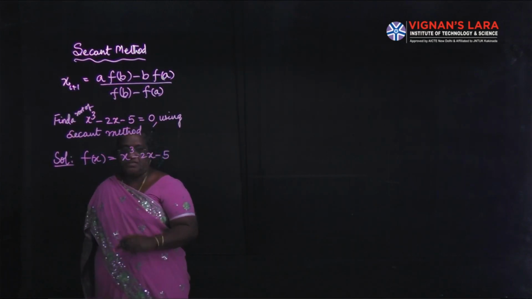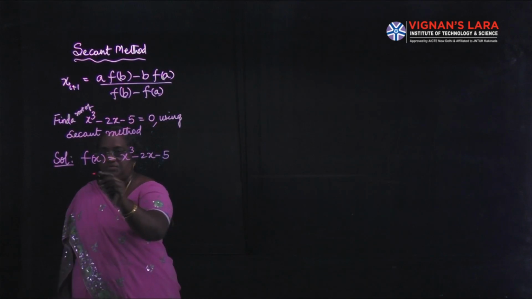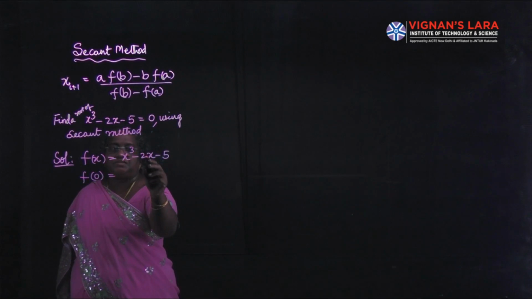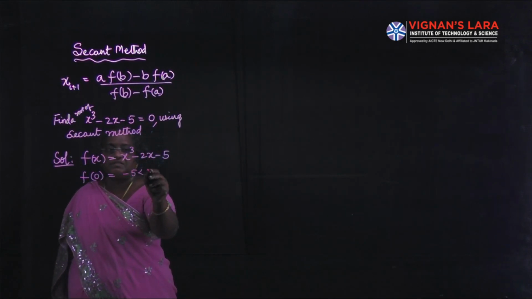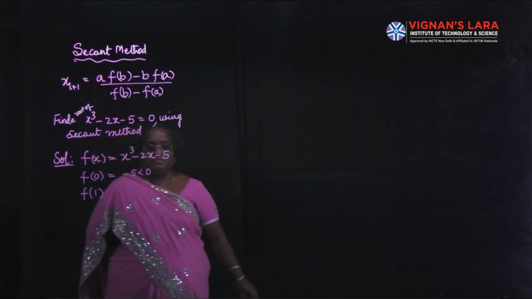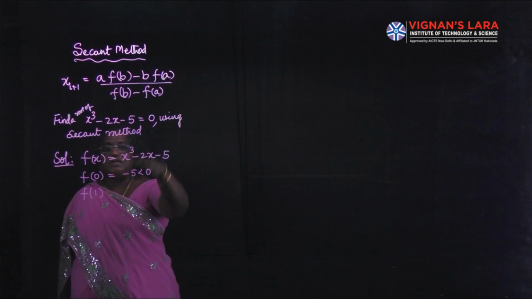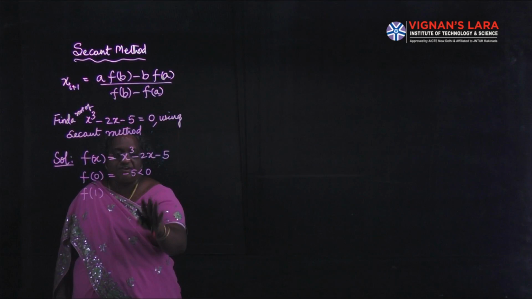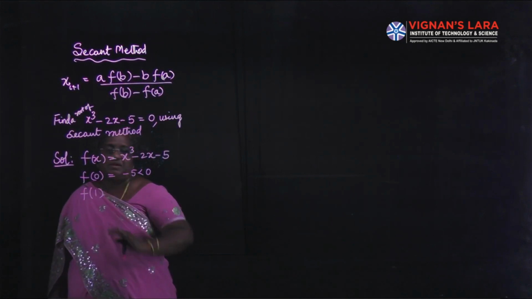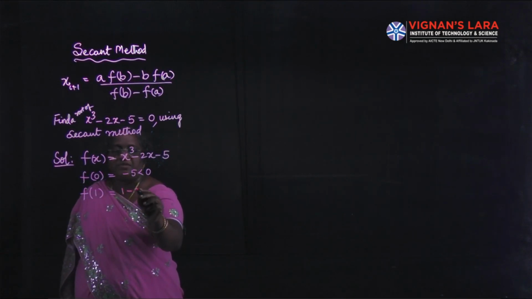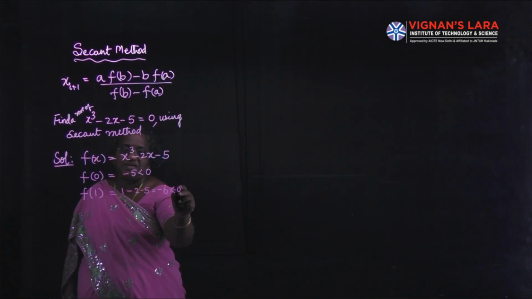Then we will find for the initial approximation between which two values the root is. f of 0 is 0 cube minus 0 minus 5, which is minus 5, less than 0. We need the functional value for the initial approximation, and in the next approximations also we need the functional value, but we don't bother about the sign. Only to identify between which two values the root is, we bother about the sign here. f of 1 is 1 minus 2 minus 5, which is minus 6. Still it is less than 0.